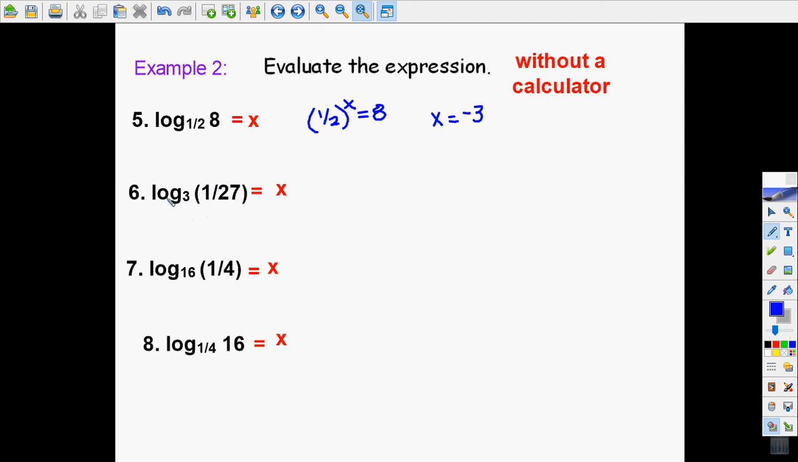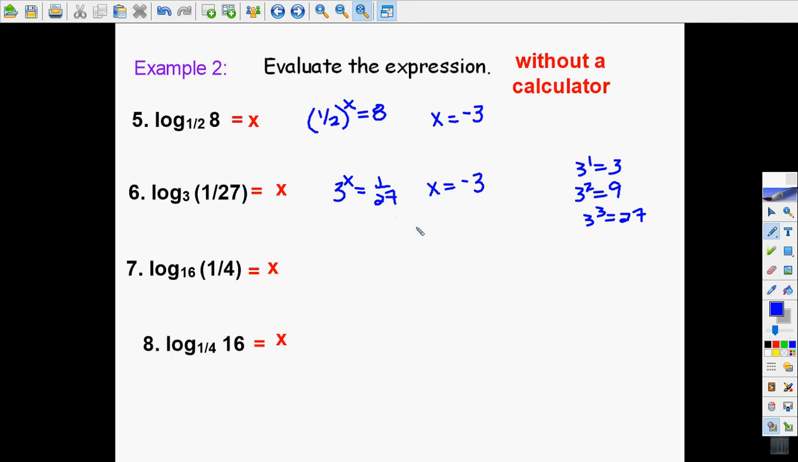Now let's look at this one. Log base 3 of 1/27 equals, add the equals x part. Base 3 raised to the x power equals 1/27. So again, the only way to go from a whole number to a fraction is if x is a negative number. So think about what 3 to the first power is. 3 to the first power is equal to 3. 3 to the second power is equal to 9. 3 to the third power is equal to 27. But we don't have 27, we have 1/27, which means that it's got to be -3.